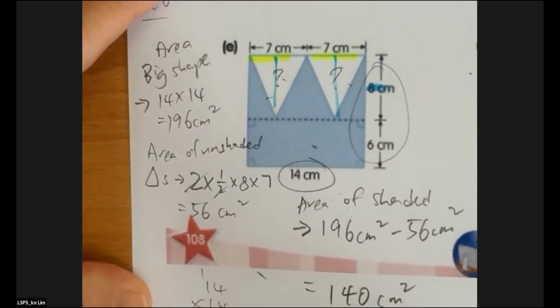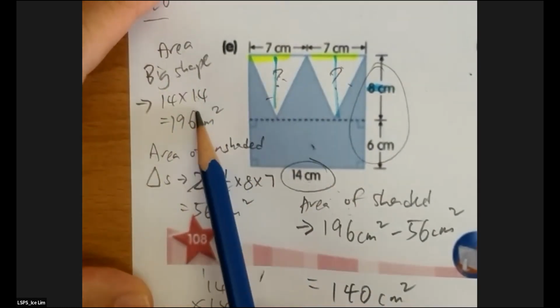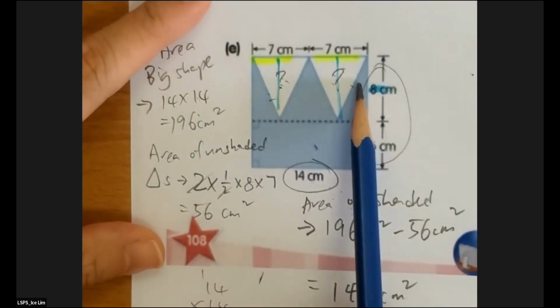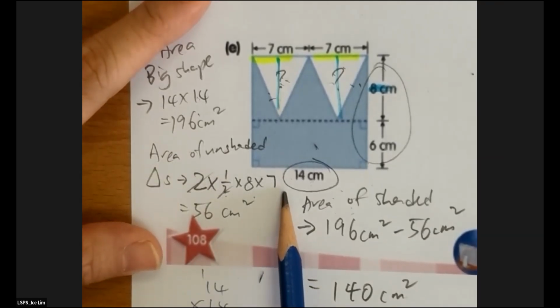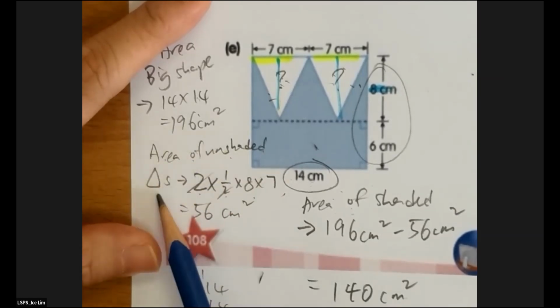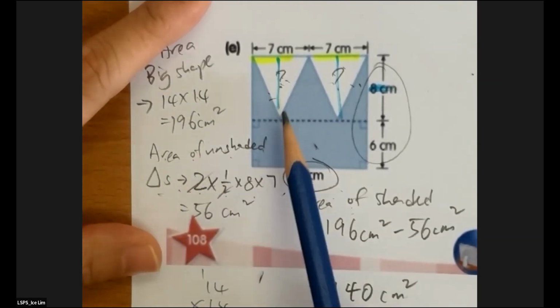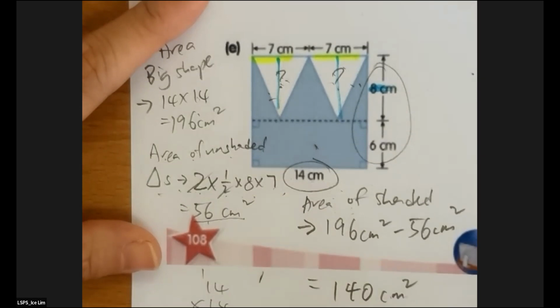Is it okay? So the big shape is a square, 14 times 14, minus the two triangles. Each triangle is half times 8 times 7. There are 2 of them, so I times 2. Area of the unshaded triangles, 2 times half times 8 times 7. Cancel, I get 56. Do my subtraction, 140.